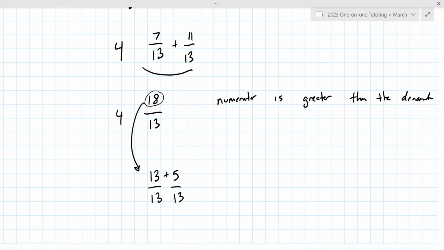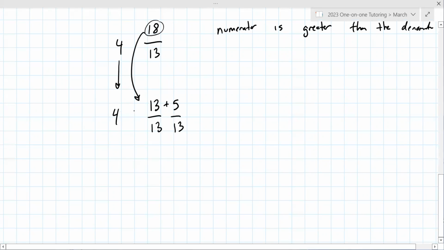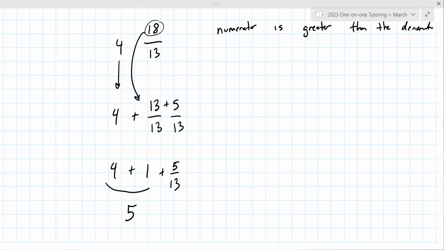All right. What is 13 divided by 13? It's 1. So this becomes, bring the 4 down. 4 plus 1 plus 5 over 13. Okay, so what is 4 plus 1? 5. Okay.